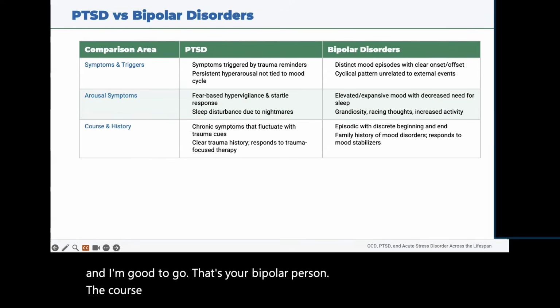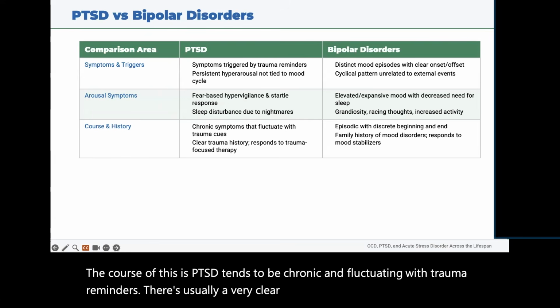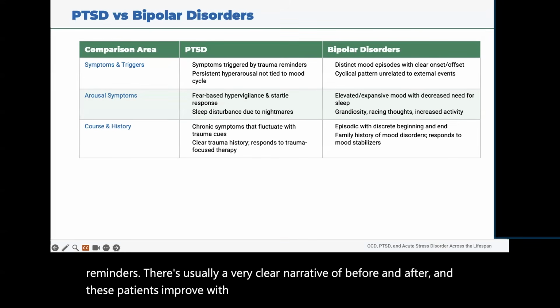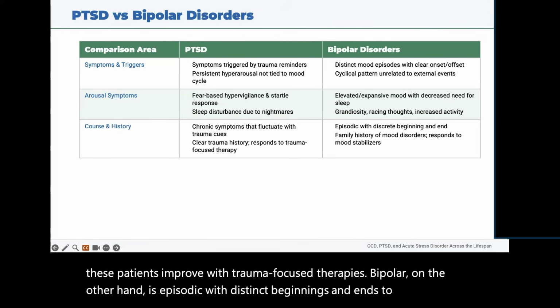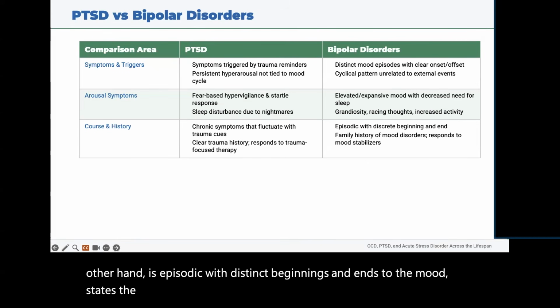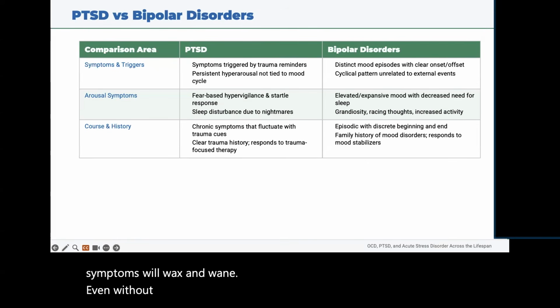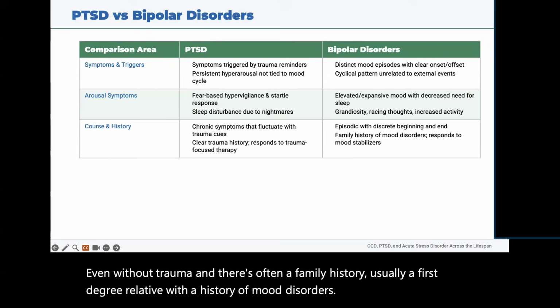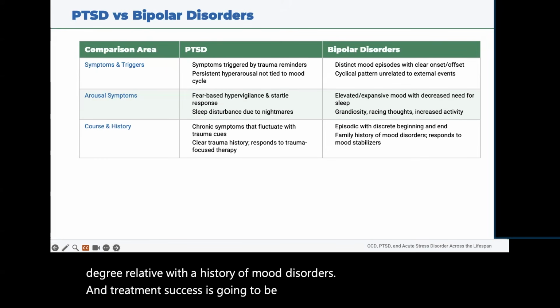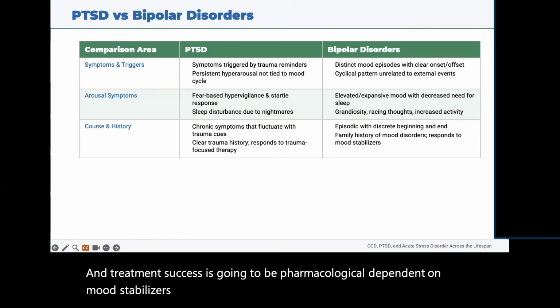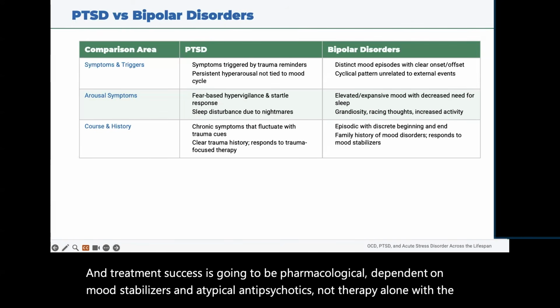The course of this is PTSD tends to be chronic and fluctuating with trauma reminders. There's usually a very clear narrative of before and an after, and these patients improve with trauma-focused therapies. Bipolar, on the other hand, is episodic with distinct beginnings and ends to the mood states. The symptoms will wax and wane, even without trauma, and there's often a family history, usually a first-degree relative, with a history of mood disorders. And treatment success is going to be pharmacological, dependent on mood stabilizers and atypical antipsychotics, not therapy alone with bipolar. Okay.